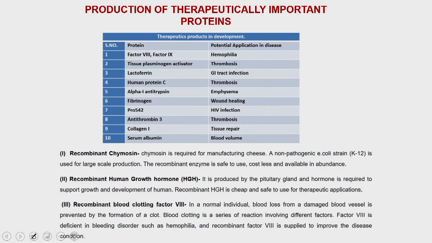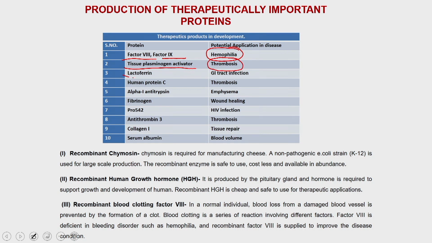The list of therapeutic proteins which are being produced and which are in circulation to be used for overcoming disease conditions is very exhaustive. This is a simple list with classical examples. You have factor 8 and factor 9. Both factors are required for blood clotting, so they work in the case of hemophilia. Then you have tissue plasminogen activator, which works in the case of thrombosis.